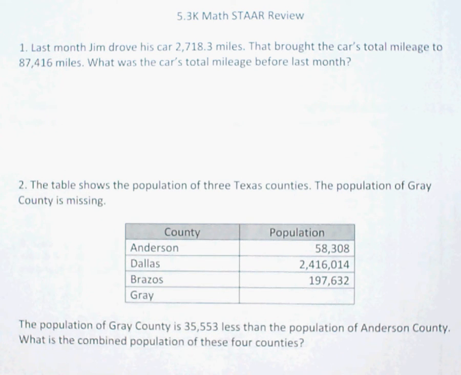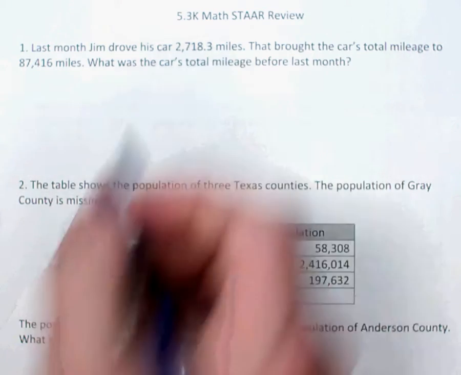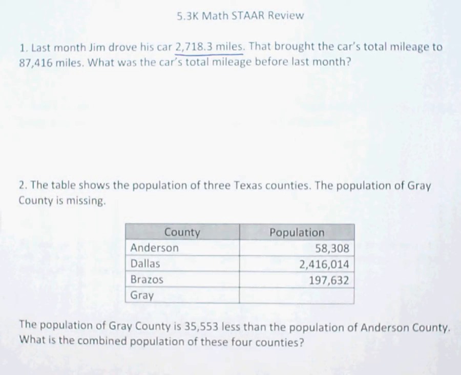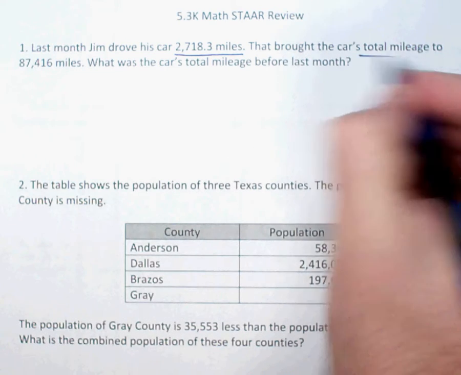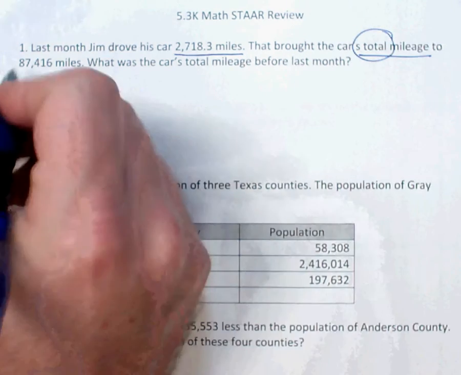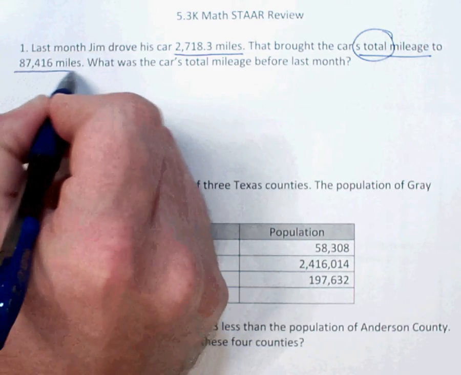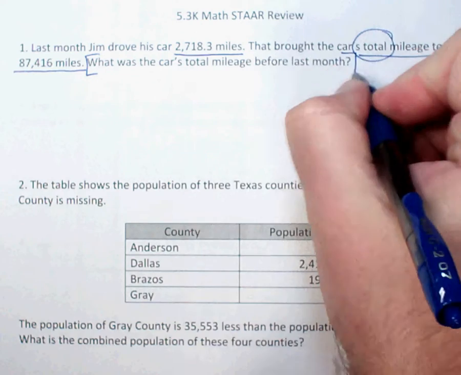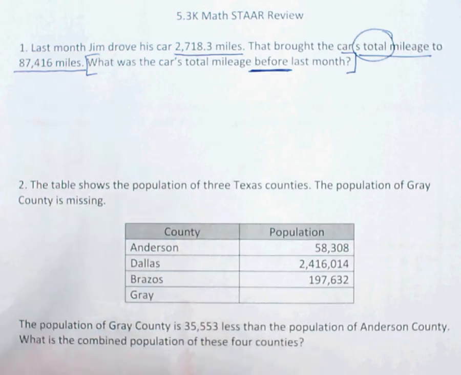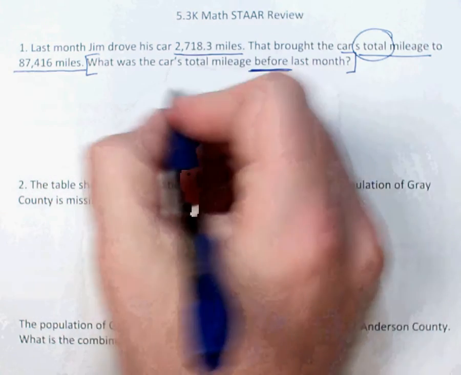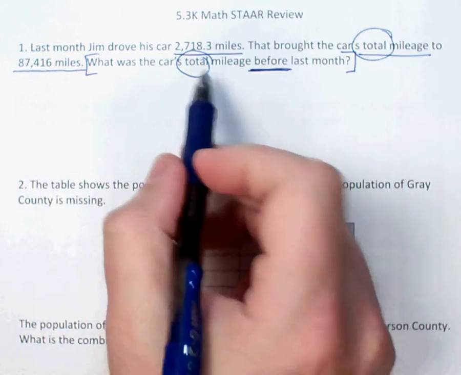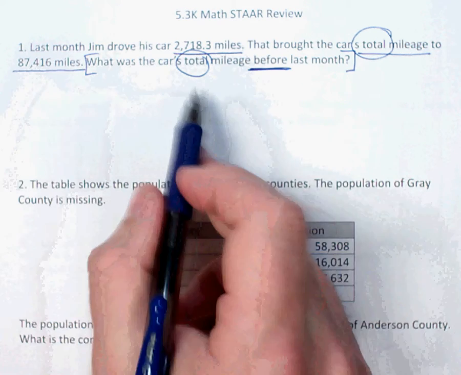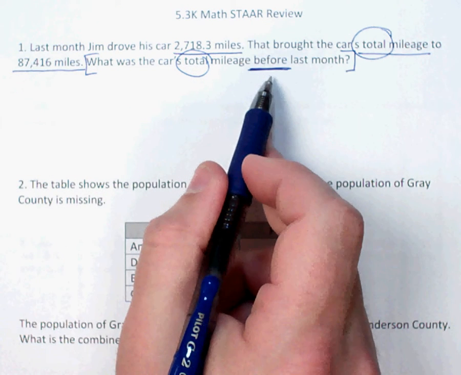Alright, number 1. Last month, Jim drove his car 2,718 and 3/10 miles. That brought the car's total mileage to 87,416 miles. What was the car's total mileage before last month? Now, this before is a big key word because I want to know the total mileage, but I'm already given the total mileage of what it is right now. The question is asking me, what was it before last month?